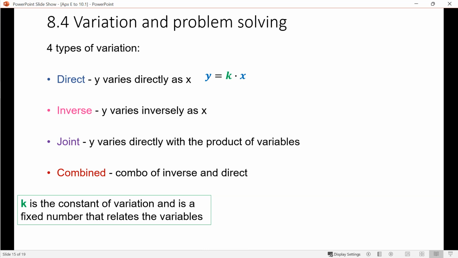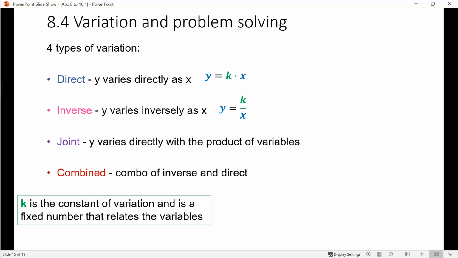For inverse variation, y varies inversely as x varies, meaning they move in opposite directions. So if x increases, y decreases. The formula for that is going to be y equals k over x. And here, k again is a constant of variation, so it's going to be some fixed value.